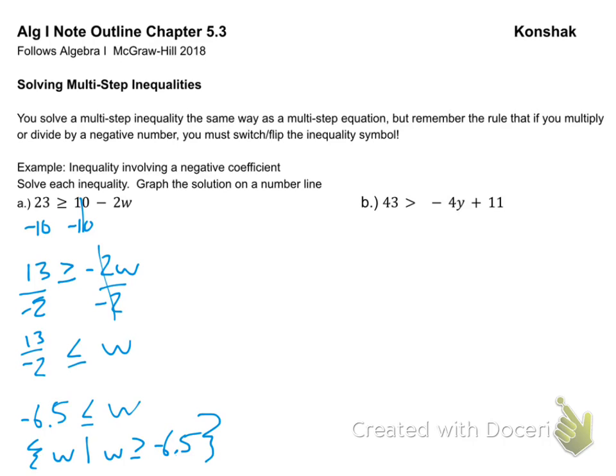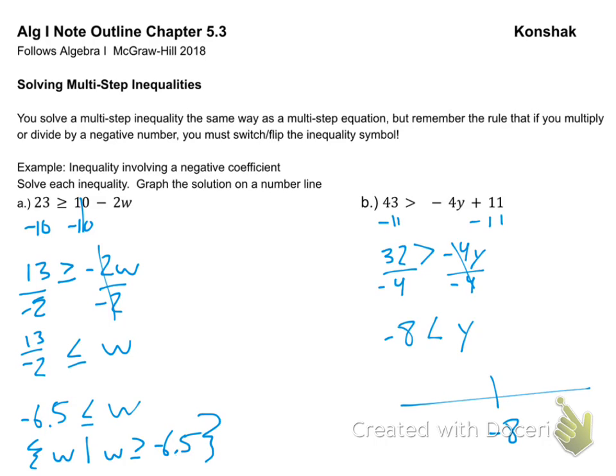So the same thing here. I have 43 is greater than negative 4y plus 11. So the biggest thing is get rid of 11 to get 32 is greater than negative 4y. Divide both sides by negative 4. Hey, I am dividing by a negative number. So therefore, I will have to switch the inequality. You get y by itself, because negative 4y divided by negative 4 goes away. 32 divided by 4 is a nice number. It becomes negative 8.